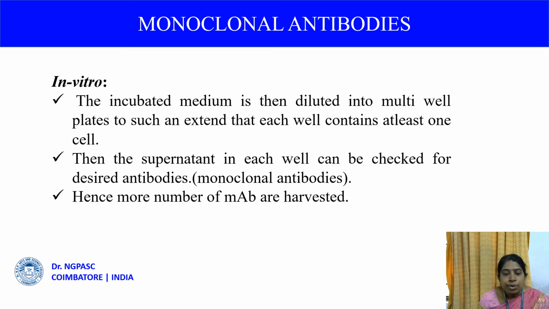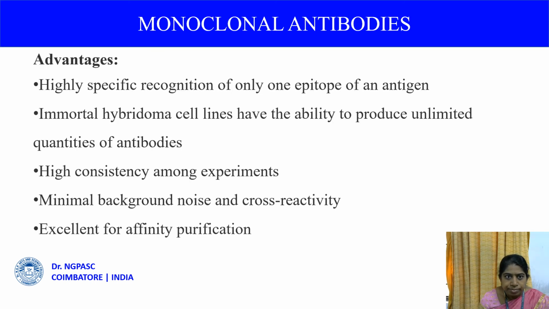Under in vitro conditions, the incubated medium is diluted into multiple plates to such an extent that each well contains at least one cell. Then the supernatant in each well can be checked for the desired antibody, that is a specific monoclonal antibody. Hence, more monoclonal antibodies are harvested.